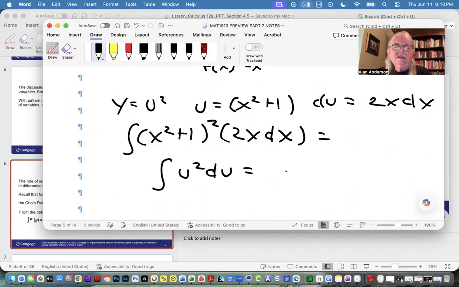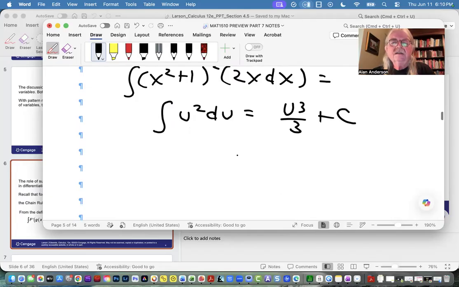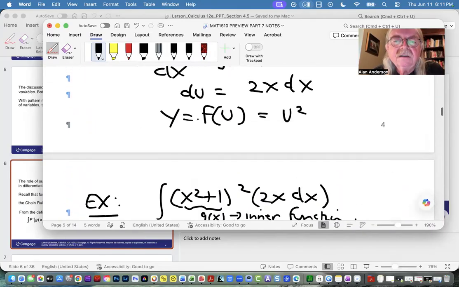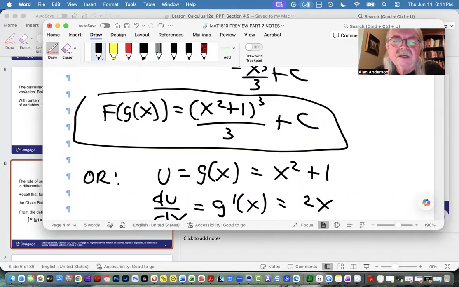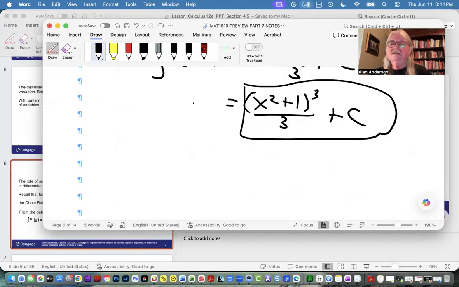Well, that's not so hard. And then, of course, we know that it's u cubed over 3. And now the u, because u is set equal to x squared plus 1, you can see it's got to be the same answer. All right, x squared plus 1 cubed over 3 plus c. Okay. So, you can take your pick. I don't think that when you do WebAssign problems that they'll insist that you follow one approach or the other.